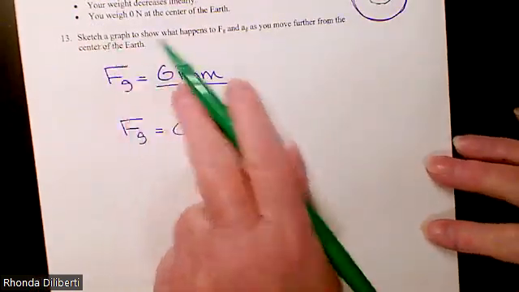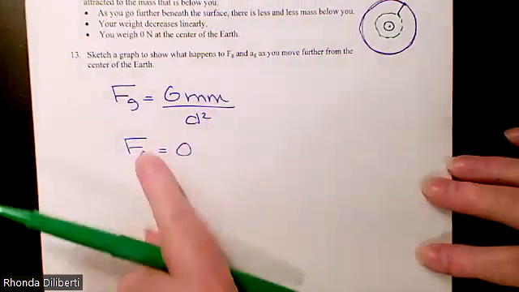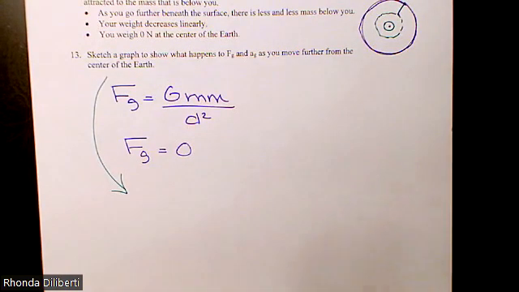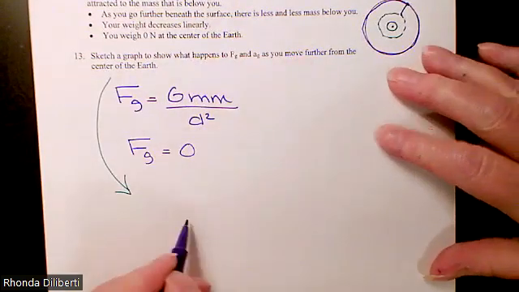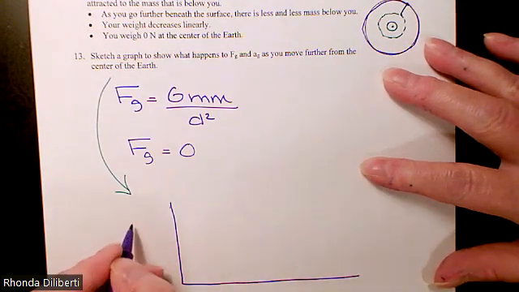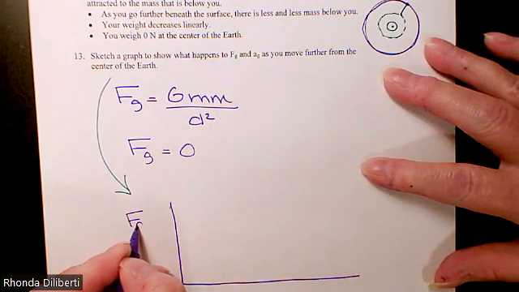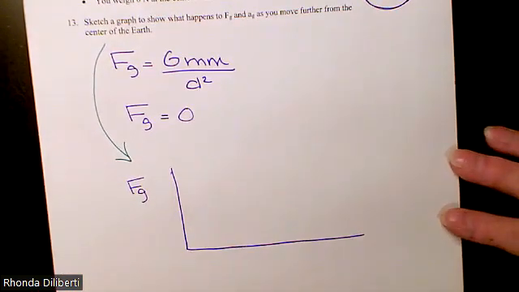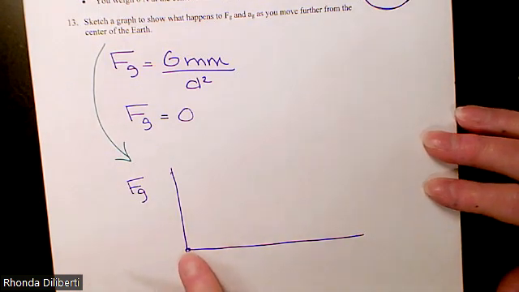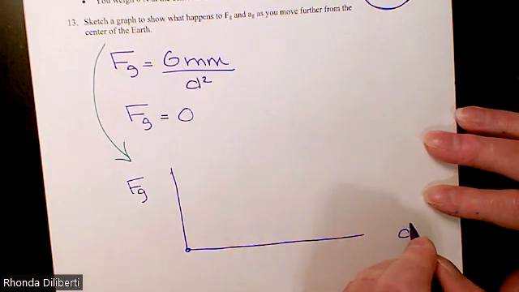So we are supposed to be able to graph this out. I wish I didn't scribble here, but we're going to go below it. All right, we are going to make a graph to show what happens to your weight as you go above and below the surface of the Earth. So I'm going to make a big graph here. On the y-axis, this is going to be my weight, my gravitational force of attraction. This is going to be the center of the Earth, and this is going to be the distance from the center of the Earth. So I'll call this distance.